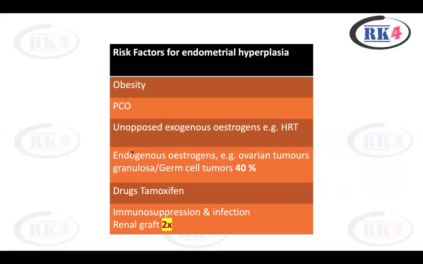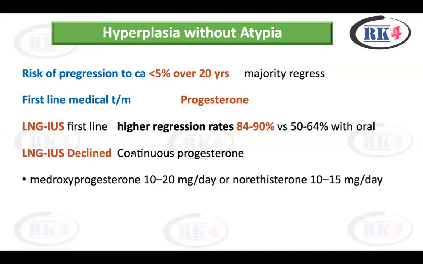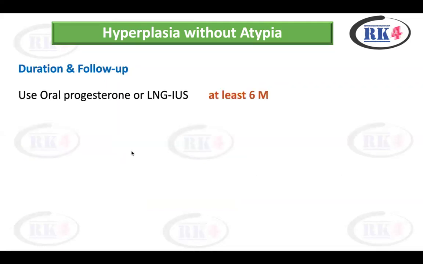And as she had irregular bleeding, you needed to establish the cause, like whether she might be taking some estrogen treatments or anything like that. These are some of the risk factors for hyperplasia. And this is from the guideline: hyperplasia with atypia, the risk of progression is very low. LNG has the higher chance of regression. For duration and follow-up, she needs at least six-monthly follow-up, and you need to tell her why, because if she does not have follow-up, there may be a chance that it may become cancer.